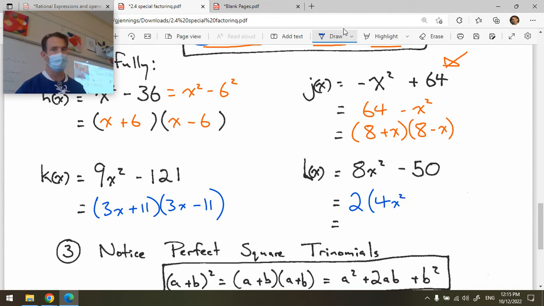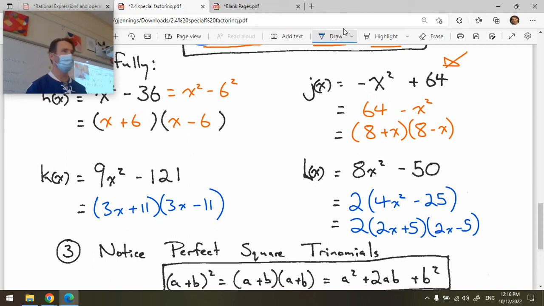Hey, wait a minute. 4 is a square. Minus 25. Hey, wait a minute. 25 is a square as well. So that will factor as a difference of squares. That will be still 2. The 2 still hangs out there. Times 2x plus 5 times 2x minus 5. Cool. I think it's cool. Maybe you don't think it's cool yet. Let's have a growth mindset about your mathematical taste.